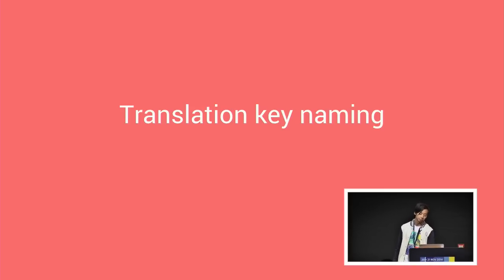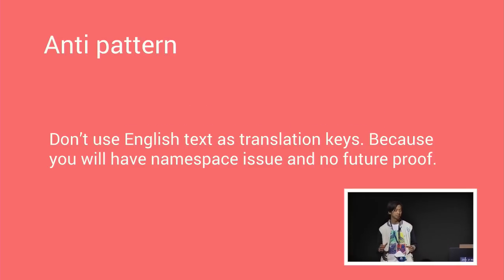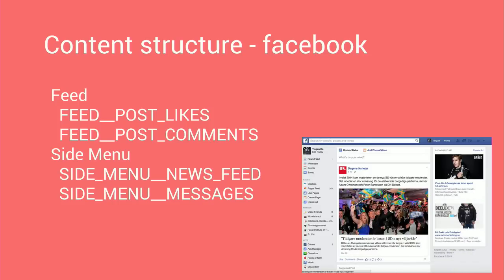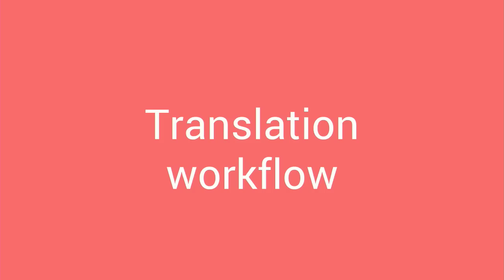Let's talk about translation key naming. Don't use English text as translation keys, because you will have namespace issues, and it's not future-proof. What I recommend instead is defining a sort of content structure. You can see we have Facebook as an example. I just put the feed in the center, and then we have a side menu here. And we namespace it with double underscore. We namespace feed and then the label name. For side menu, it's side menu underscore and then the label name. This makes it more scalable. So that is translation workflow.